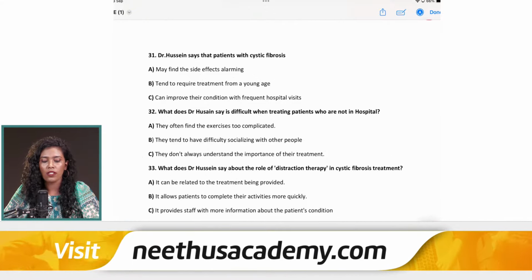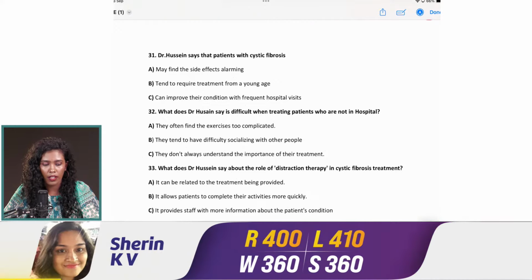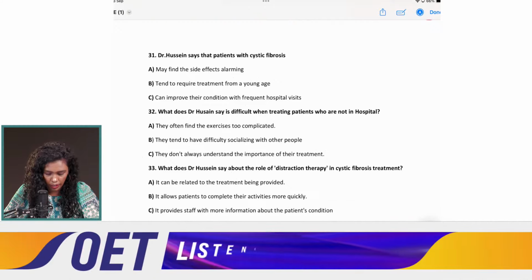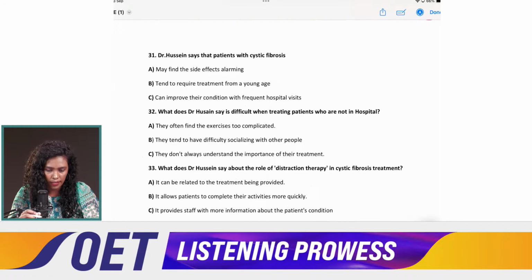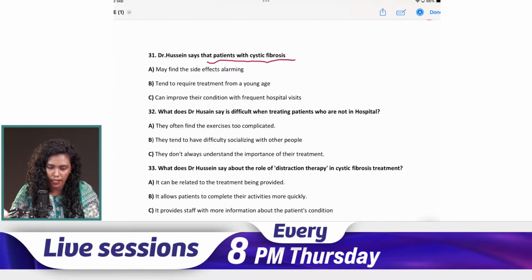The second one is they have to start the treatment at a very young age, okay? And the third option is can improve their condition. If they are having frequent hospital visits, they'll be able to get this improvement in the condition. Yes, okay, Roshna has mentioned patients and cystic fibrosis. So you are right, patient and cystic fibrosis.